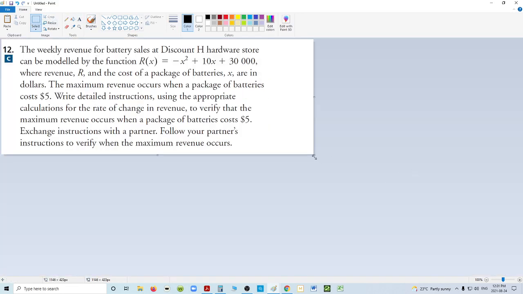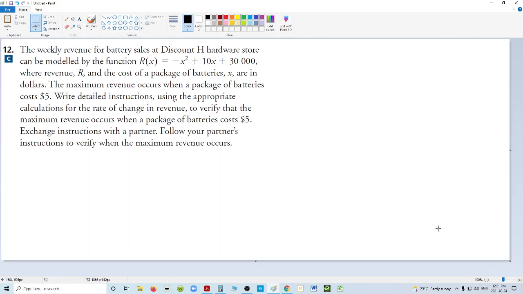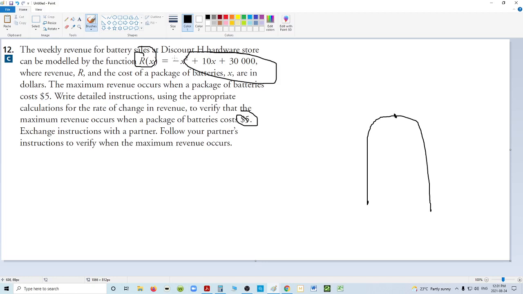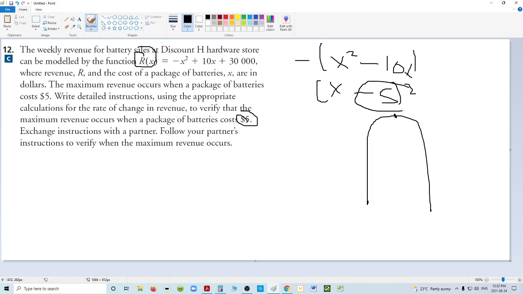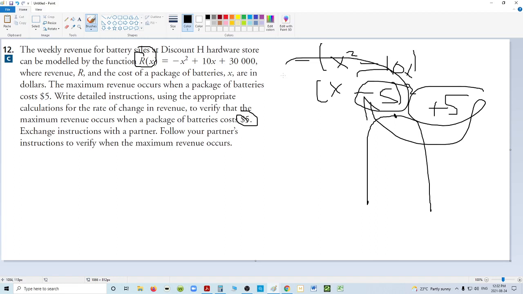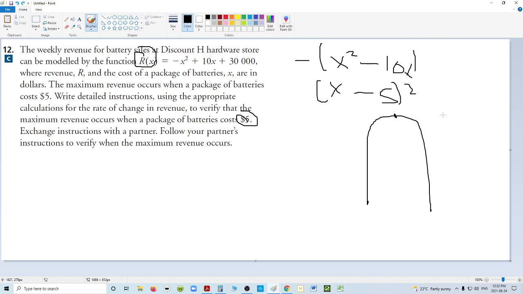So you're trying to prove that $5 is the maximum value you should charge for the batteries to create the maximum revenue. In other words, that it is the vertex of this graph. I could just complete the square and figure out the vertex. If I factor out -1, I get x squared minus 10x, and partially completing the square, I can see that the vertex is indeed going to be 5 for the x value. So completing the square helps me verify that I'm on the right track.